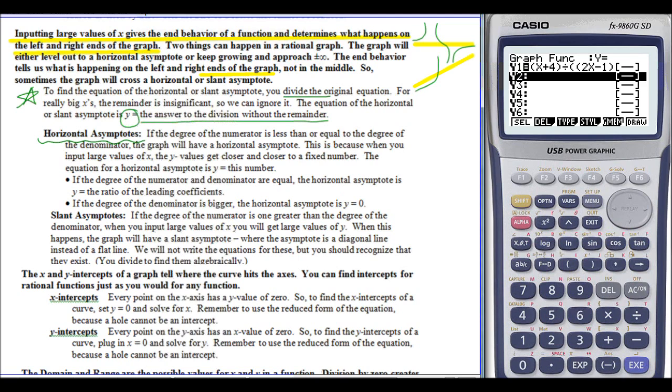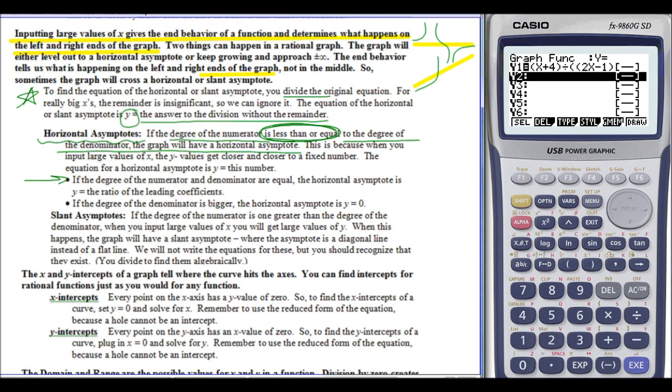Horizontal asymptotes: if the degree of the numerator, that's the top, is less than or equal to, so the top's exponent is equal to or smaller than the degree of the denominator, then the graph will have a horizontal asymptote. This is because when you input large values of x, the y values get closer and closer to a fixed number. The equation of a horizontal asymptote is y equals whatever this number is. So we have the degree of the numerator less than or equal to. So those are two things.